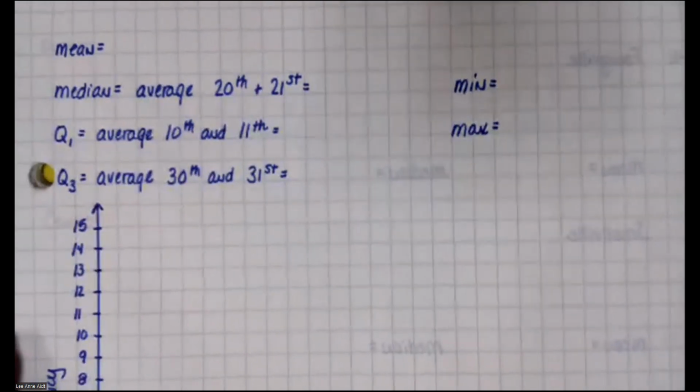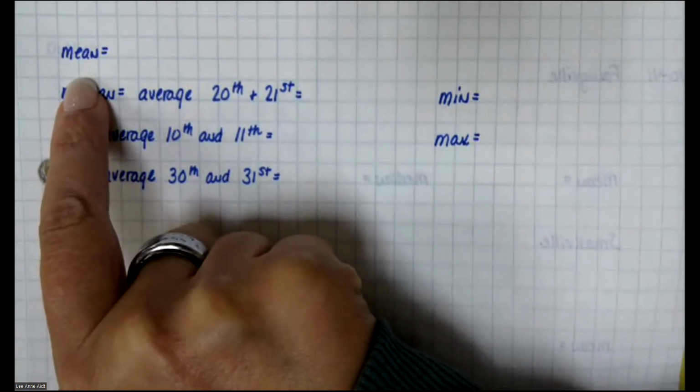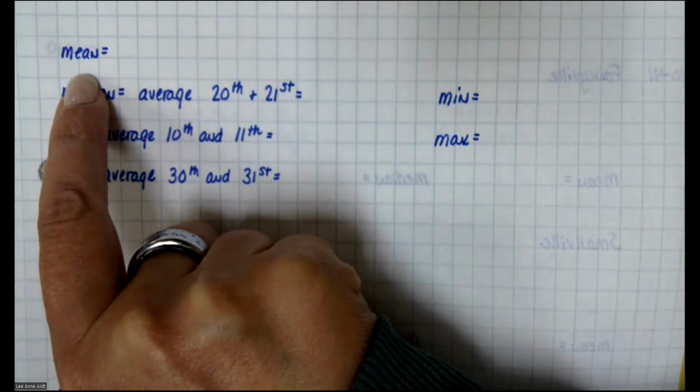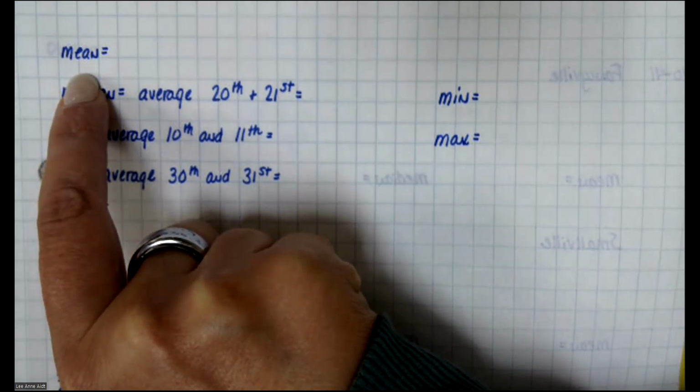All right, you guys, some people have already started working on finding these. So you guys know what to do to get the mean. It's going to be kind of hard. You should use a calculator. You don't need to do it right now. I'm just saying, do you know how to get the mean? Add them all up and divide by 40.